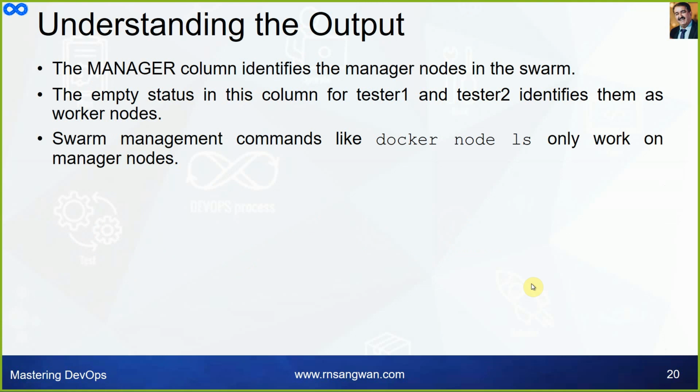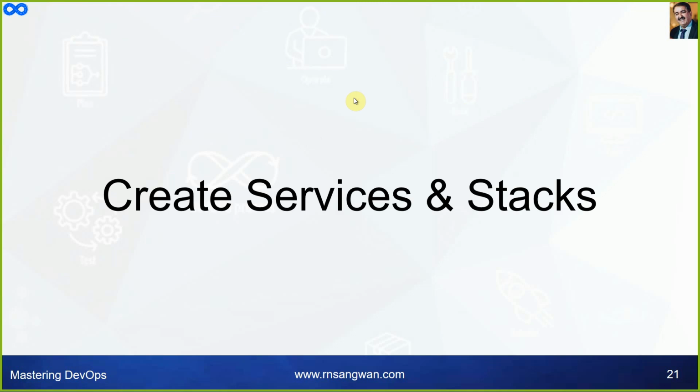Understanding the output, the manager column identifies the manager node in the swarm. The empty status in this column for tester 1 and tester 2 identifies them as worker nodes. The swarm management commands like docker node ls only work on the manager node. You cannot execute docker node ls on worker nodes.